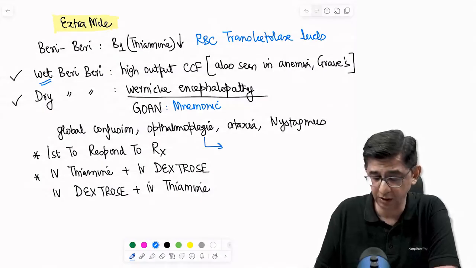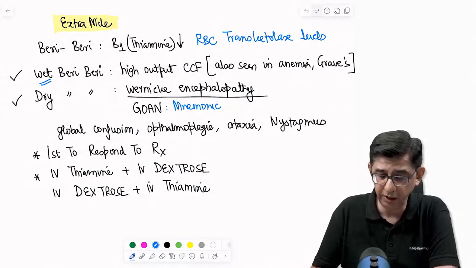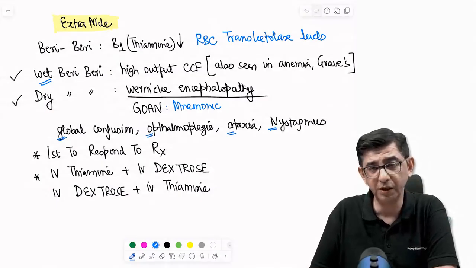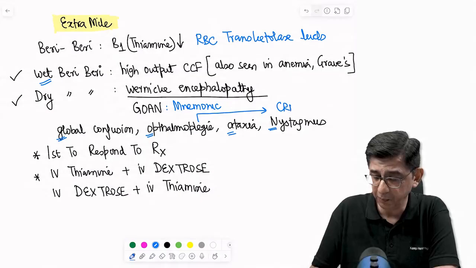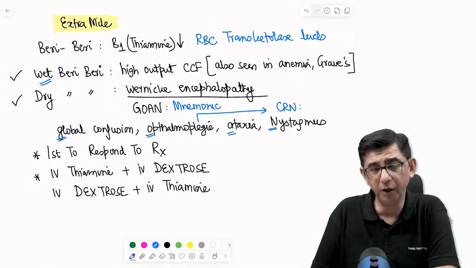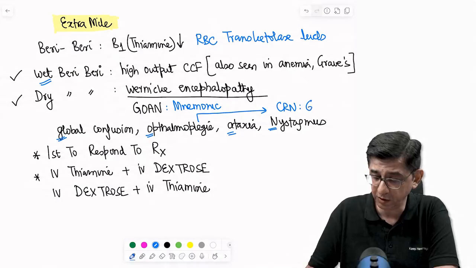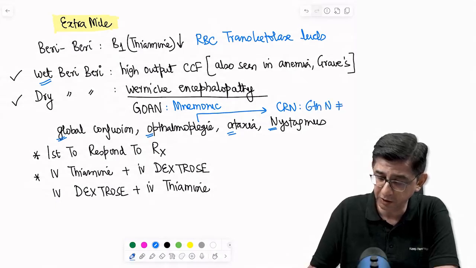Here he will ask you what is the cranial nerve that will get involved. A would be like ataxia, and N can be nystagmus that is present. He will ask you what is the cranial nerve that is involved in patients who are having dry beriberi, that's Wernicke's encephalopathy. Then your answer would be sixth nerve palsy is seen in these patients.